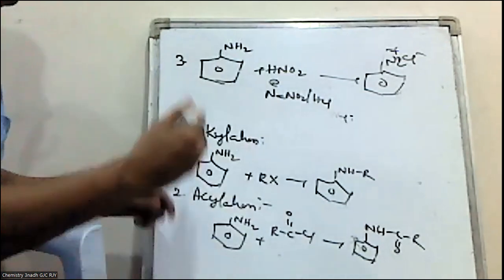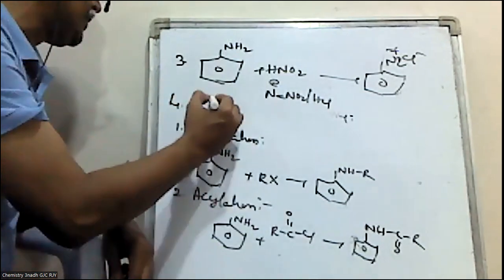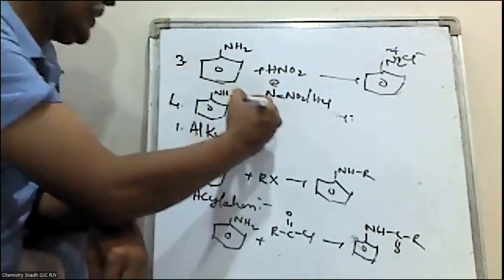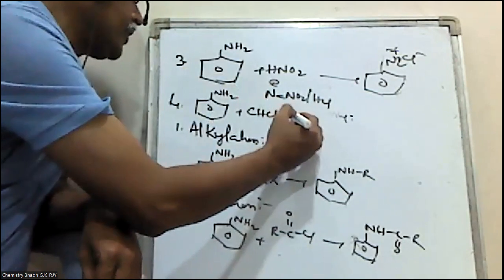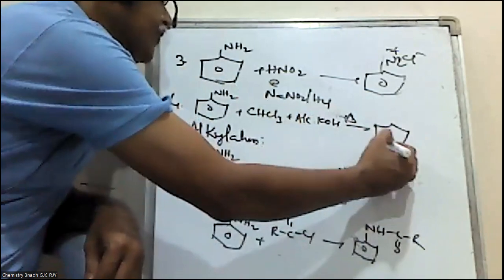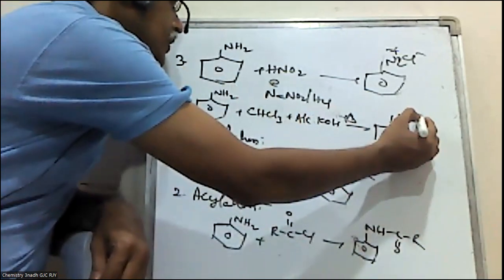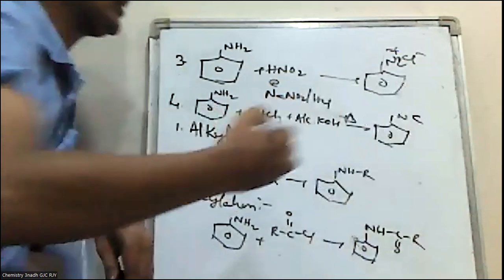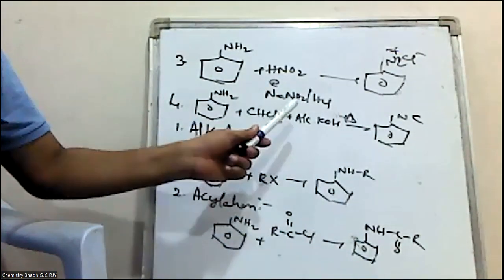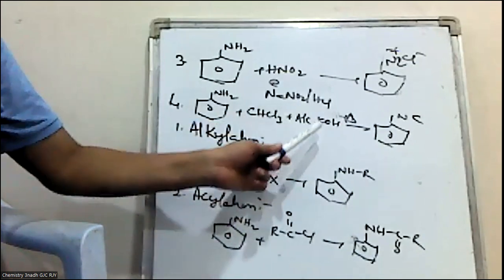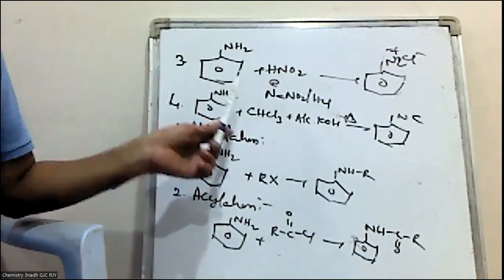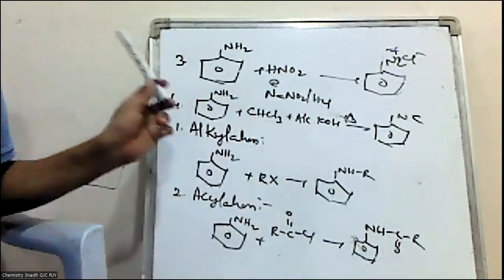Then we have seen the carbylamine reaction. When aniline is treated with chloroform and alcoholic KOH, phenyl isocyanide is formed. This reaction we call the carbylamine reaction or isocyanide test. This carbylamine reaction is used to distinguish primary amines from secondary and tertiary amines.